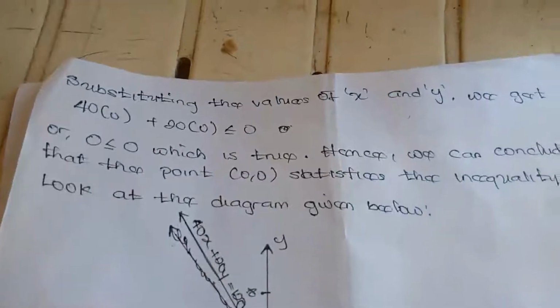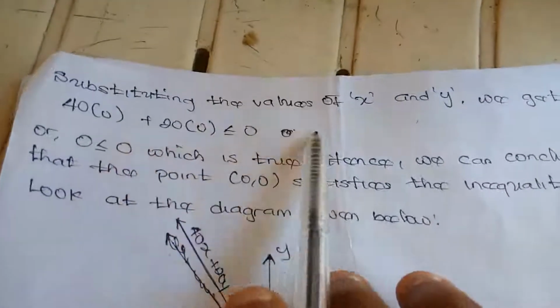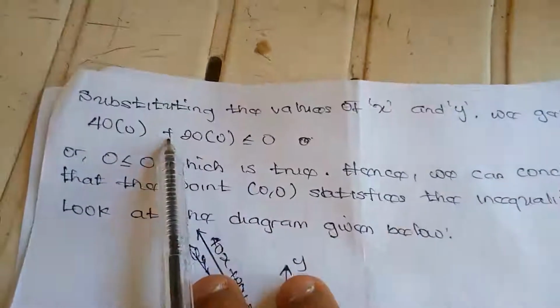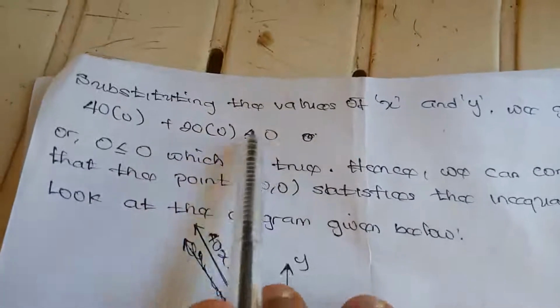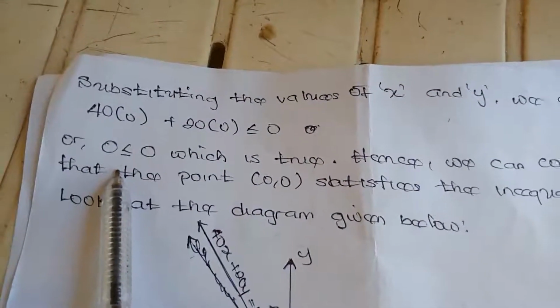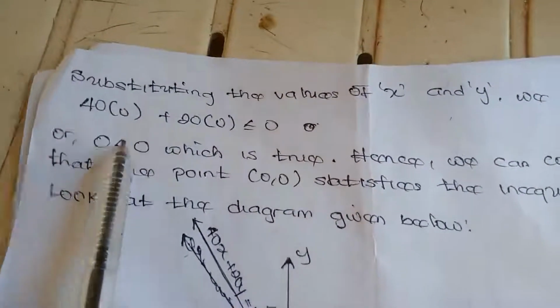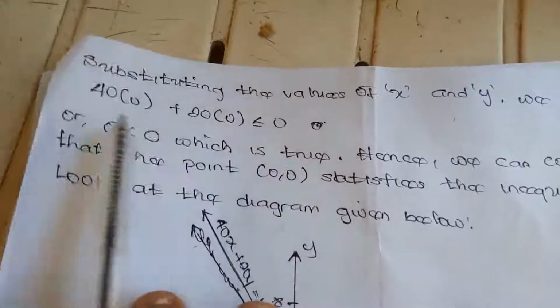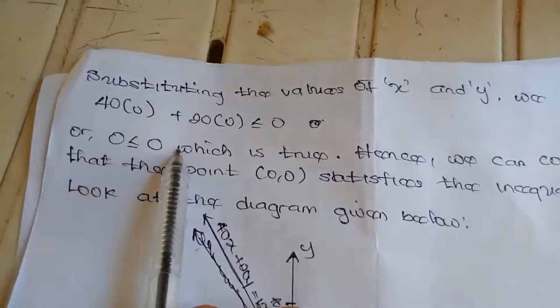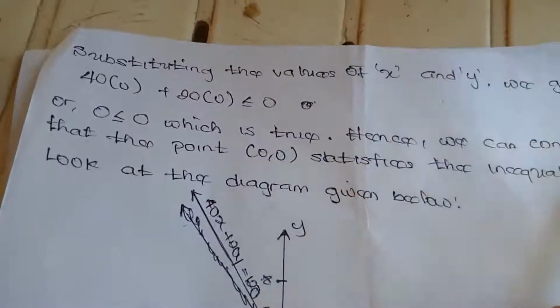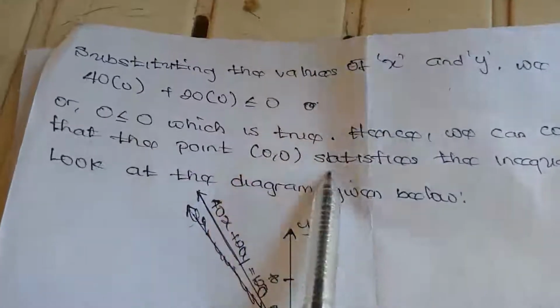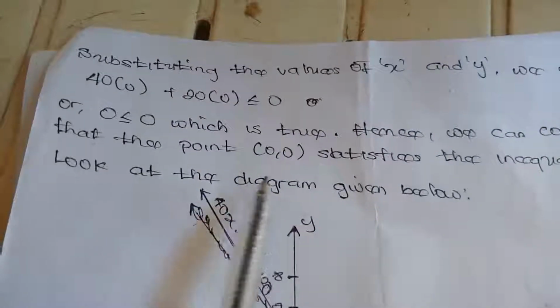When we substitute the values of x and y, we get 40 times 0 plus 20 times 0 is less than 0. So this is the same thing as here, because 40 times 0 is 0, 20 times 0 is 0, and 0 plus 0 is 0. So having 0 is less than 0, which is true. Hence, we can conclude that the point 0, 0 satisfies the inequality. Look at the diagram below.